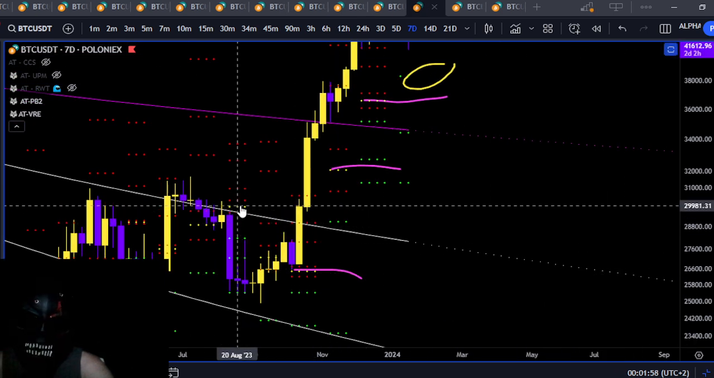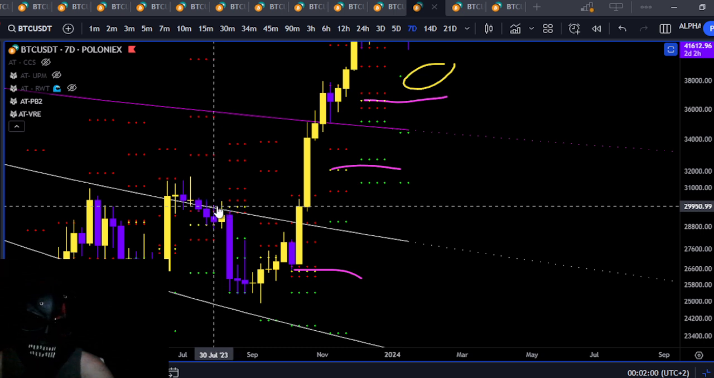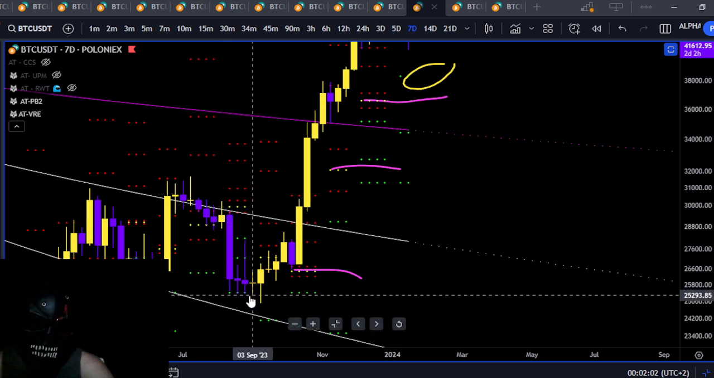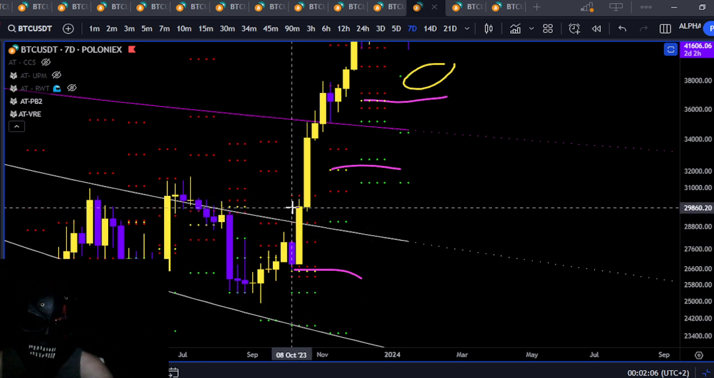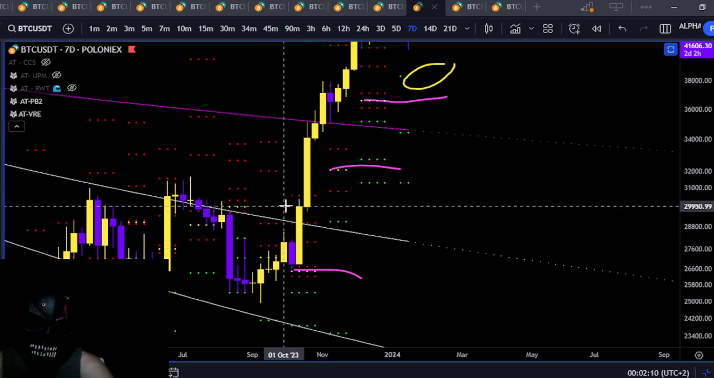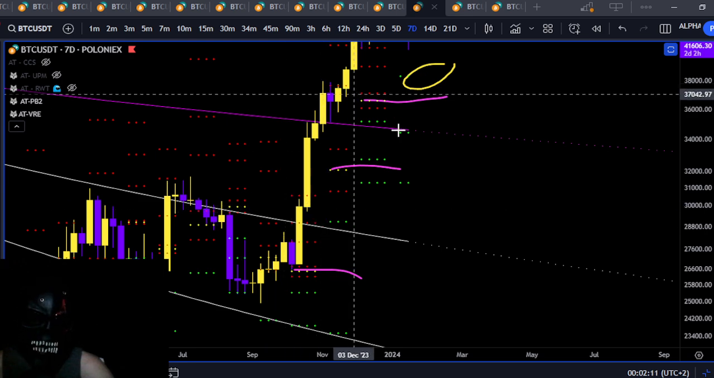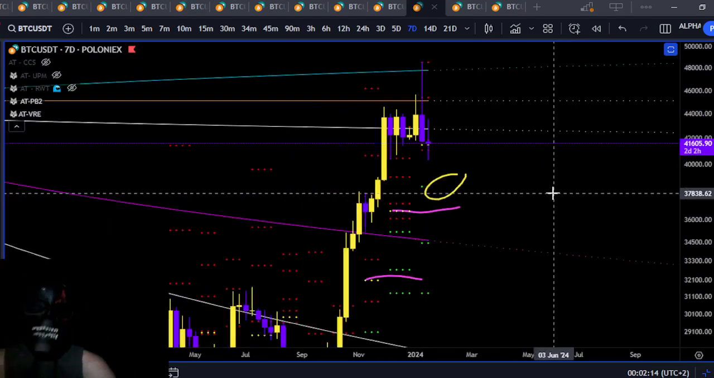What you can see here, sure, it went from $29,000 down to 25,000, but as you can see, it was untouched. What did it do? Came up, printed the candle exactly where the untouched mean was of the weekly, and then found continuation.